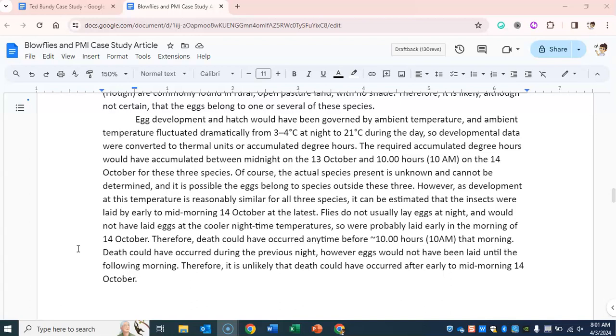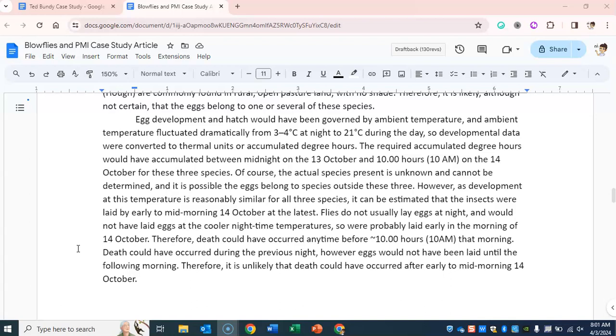Of course, the actual species present is unknown and cannot be determined, and it is possible the eggs belong to species outside these three. However, as development at this temperature is reasonably similar for all three species, it can be estimated that the insects were laid by early to mid-morning on the 14th of October at the latest.